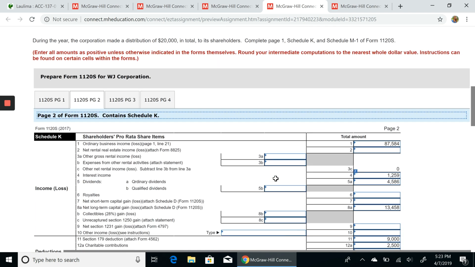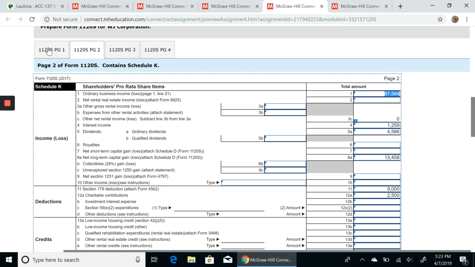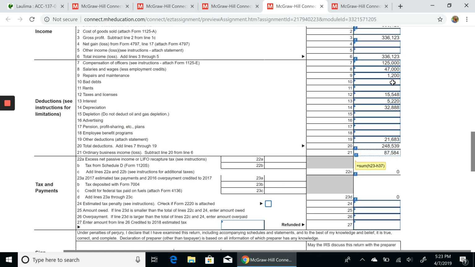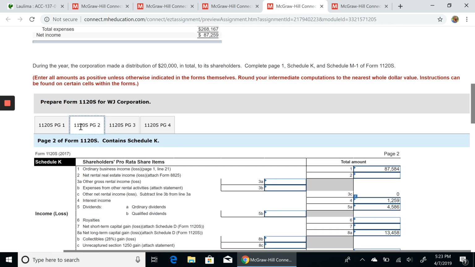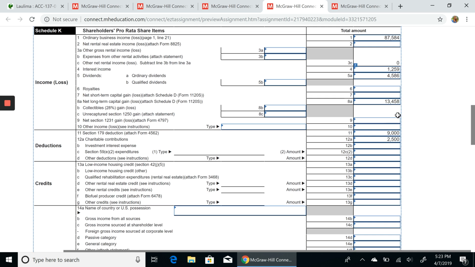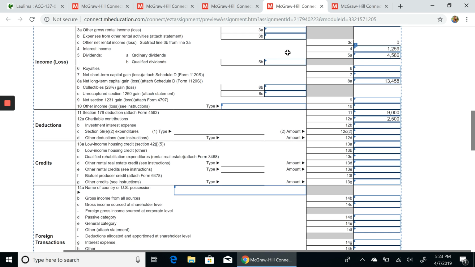On to page 2. So this is our ordinary business income from line 21. Right down here, just like for the partnership, if you recall. The partnership, in a way, was a bit more complicated. These amounts are going to be a little more straightforward. Our interest income, our dividend income, which they don't have under qualified here. So keep that in mind. Just follow what they did. I believe that's a mistake.